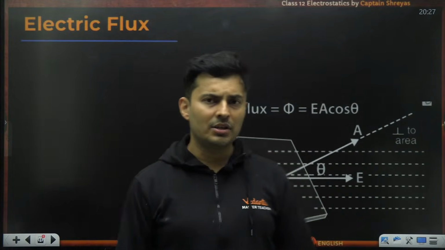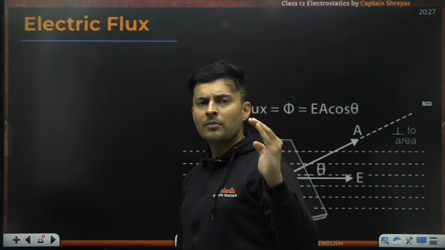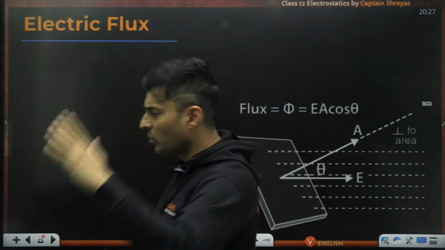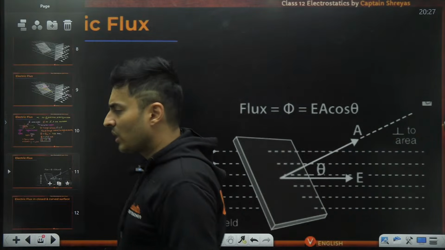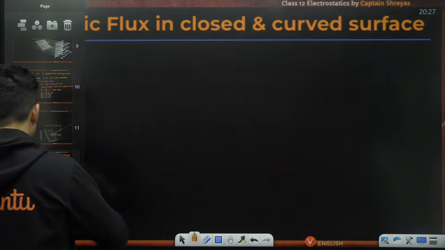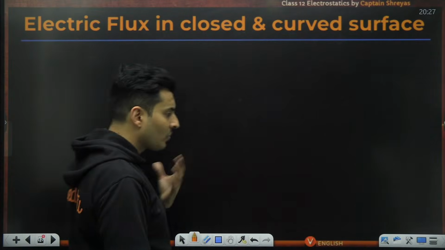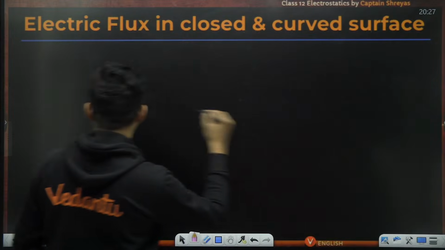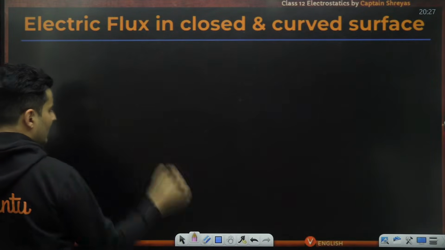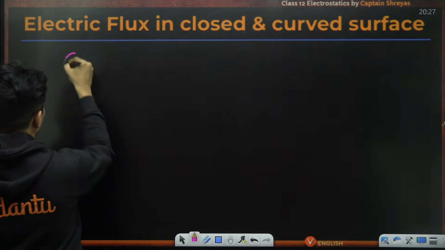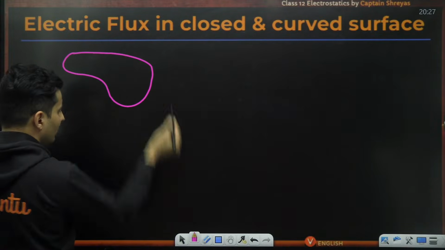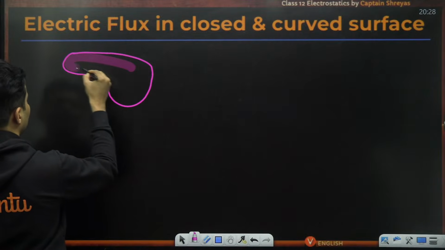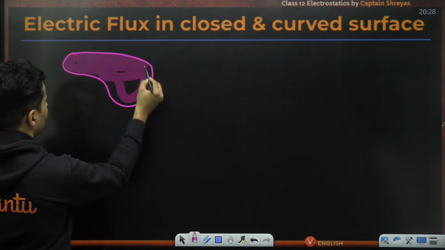But there is an issue. The issue is that every time our areas may not be so straight. They could be curved, and even the field may be non-uniform. So what to do in such cases? Let's have a look at it. Imagine you have some kind of a surface like this. It's some three-dimensional curved surface. It could be anything, guys. So this is our curved surface like this.